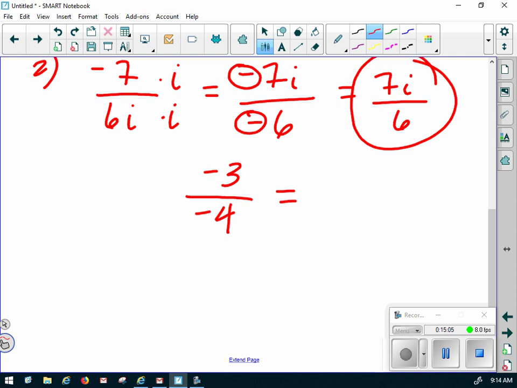I'm not multiplying. 3 divided by 4. Because it's divided, yeah. So why can't you just leave the negative, because the answer is going to be positive at the end? Number 3.